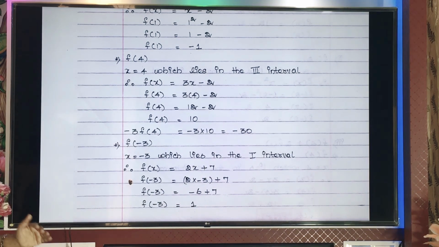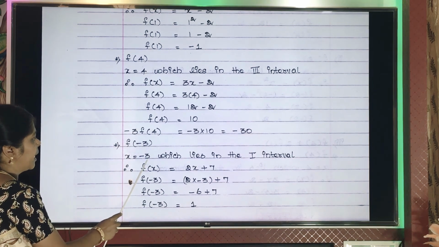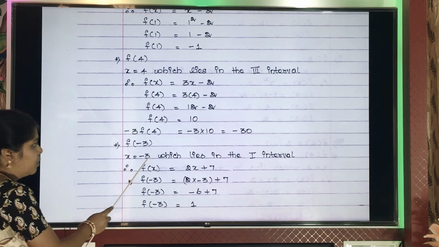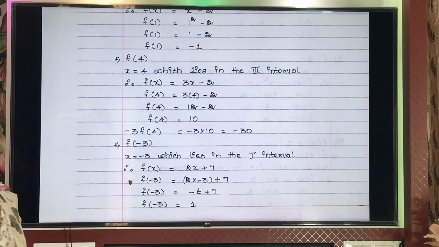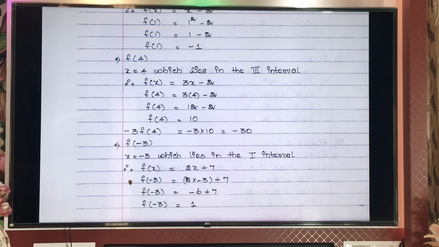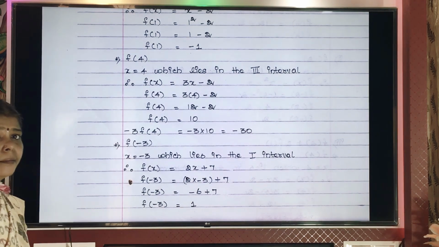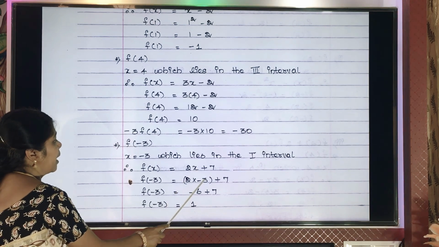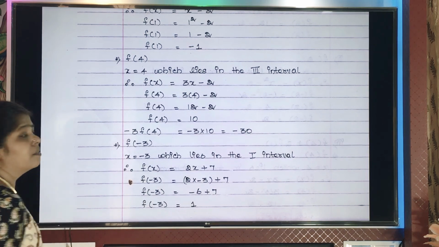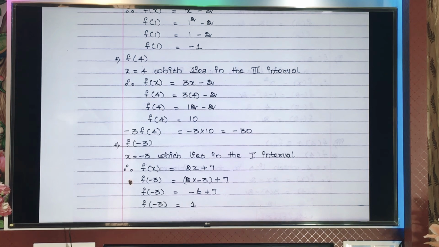Next, in the denominator, we had f of minus 3. So let me find out for x is equal to minus 3. Check where minus 3 is in the interval. You will find x is equal to minus 3 in the first interval. So you will take the first function. What is the first function? 2x plus 7. In the place of x, you are substituting minus 3. You will get 2 into minus 3 as minus 6. Minus 6 plus 7, the answer will be 1. So we have found out all those 3 components.